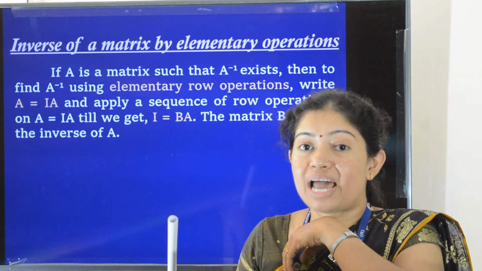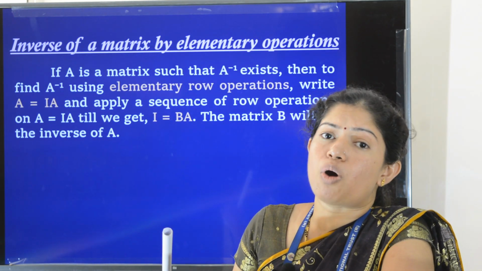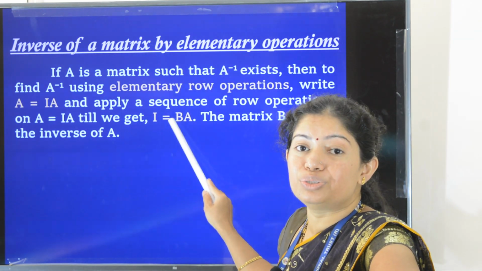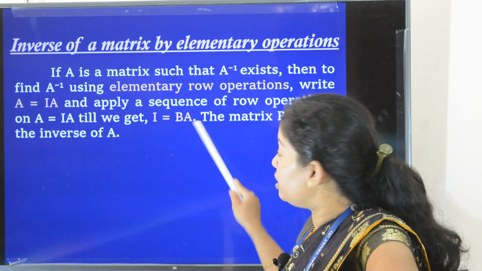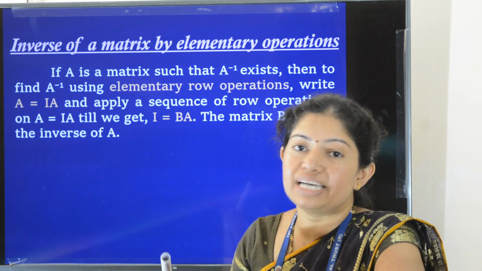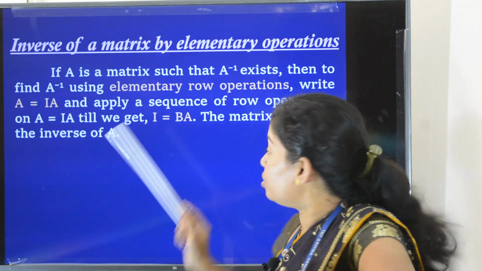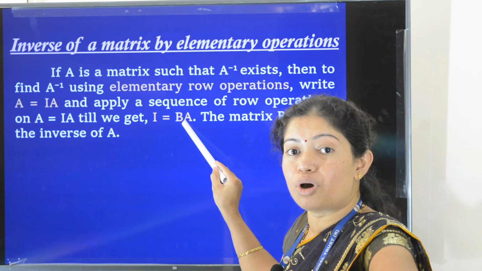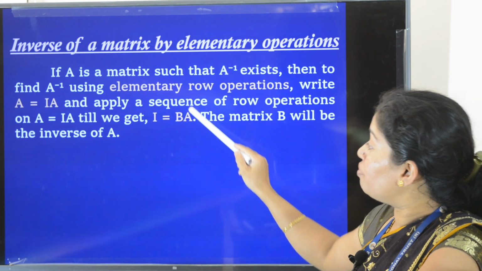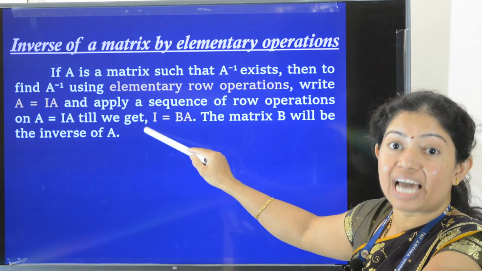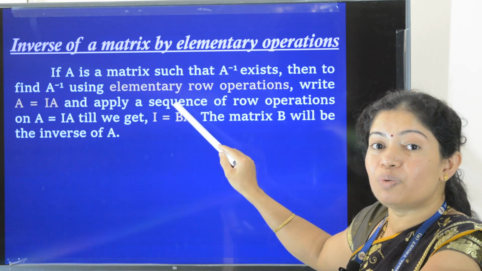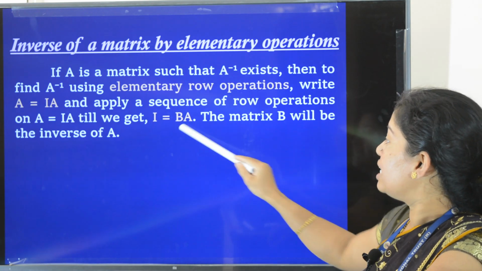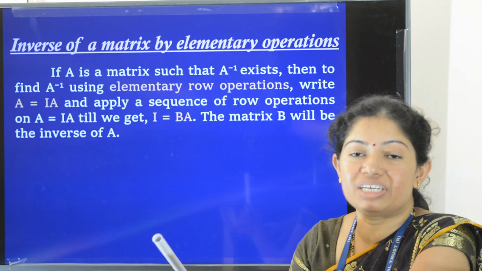Then you have to apply a sequence of elementary row operations. Till where? Till you get I is equal to BA. So till you get BA, you should keep on applying the elementary operations. Once you get this step, what can you observe here? I is equal to BA means what? You multiplied A with this matrix B and you got identity, means this B should be what? It is the inverse of A. So we can conclude that the matrix B will be the inverse of A.